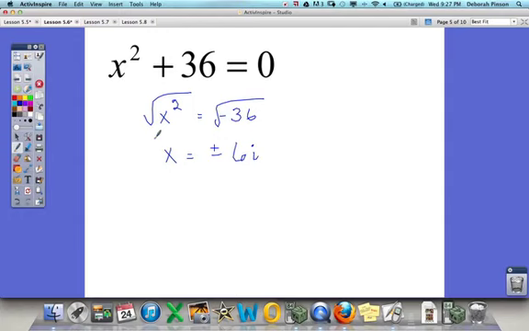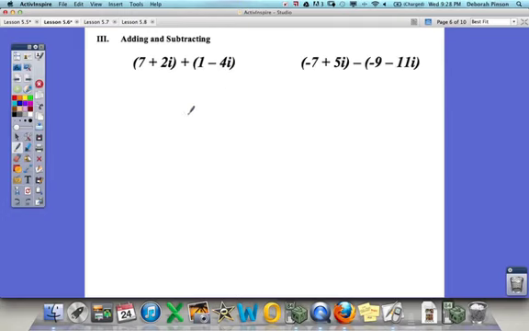Okay, so here's kind of the basics. What we're going to do from here is go through, with imaginary numbers, and add, subtract, and multiply. So let's start with adding and subtracting.